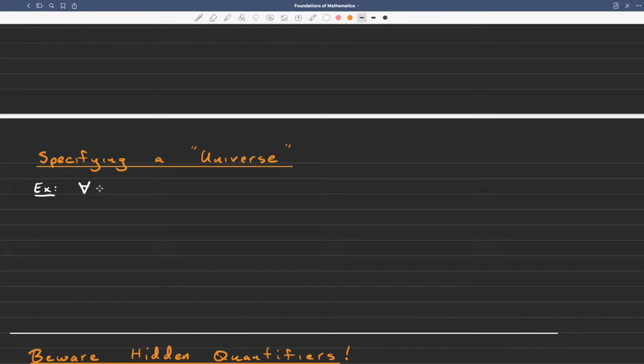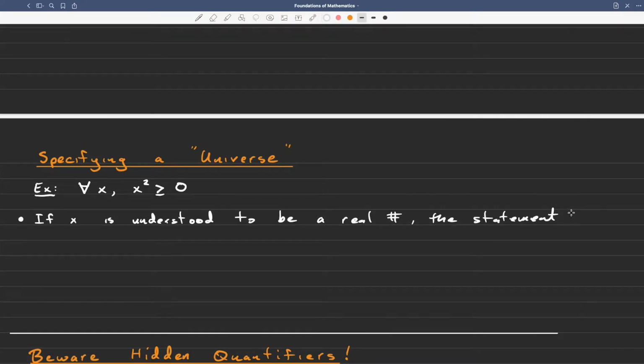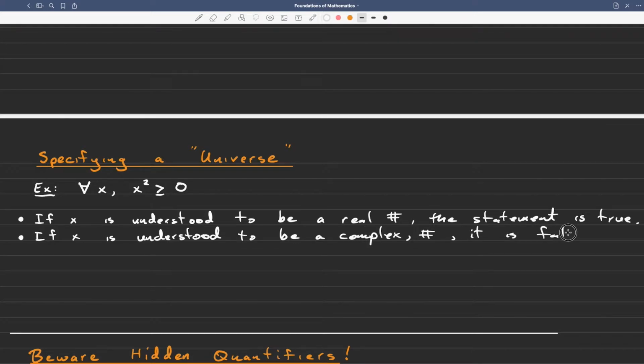Consider this quantified statement: for every x, x squared is greater than or equal to 0. If x is understood to be a real number, the statement is true. On the other hand, if x is understood to be a complex number, it is false. For example, if x is equal to i, the imaginary unit, which you can think of as the square root of -1, then x squared equals -1, which is less than 0. So that shows you that it's not true for every complex number that x squared has to be positive, because I've just given you an example where it's negative.